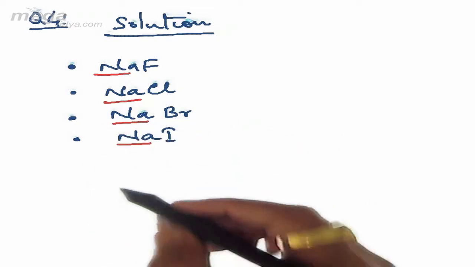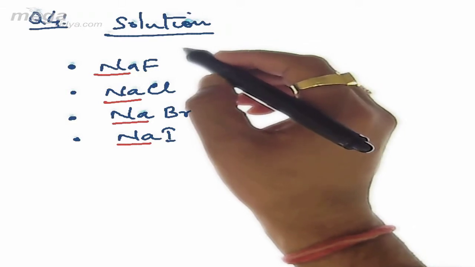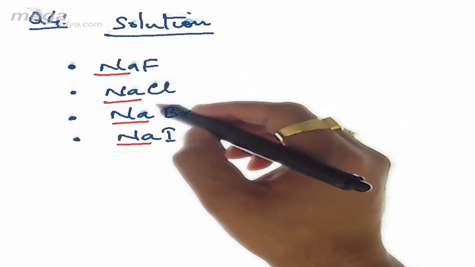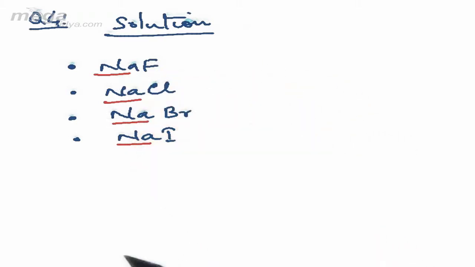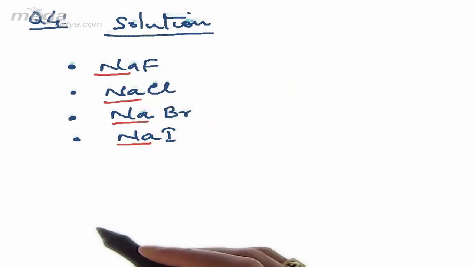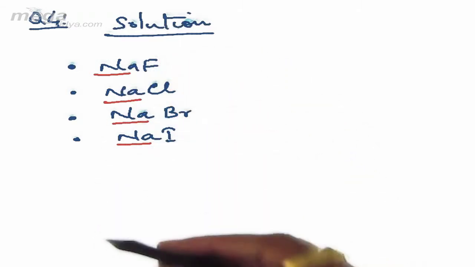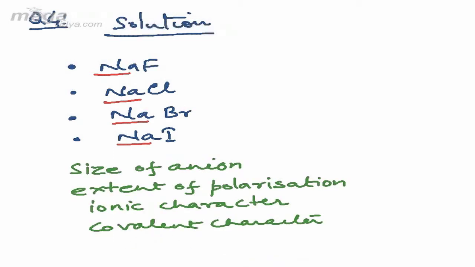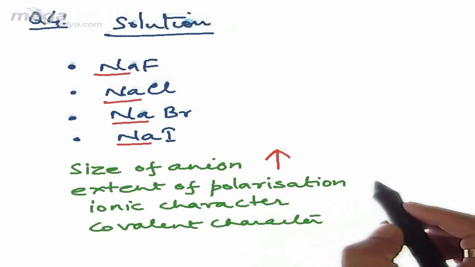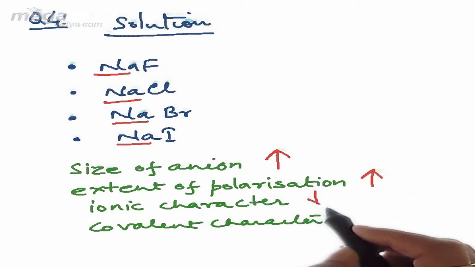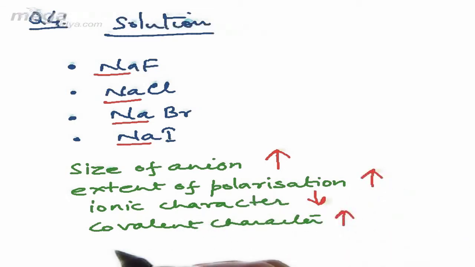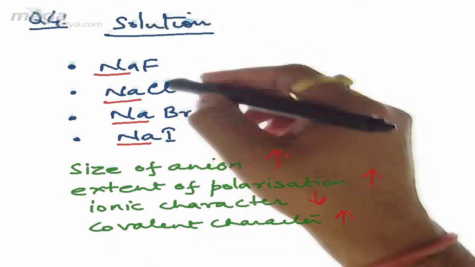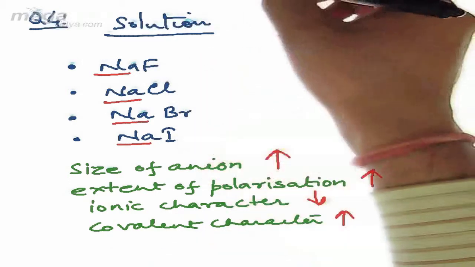Now it should be remembered that through Fajan's rule, whenever we have to observe the ionic or the covalent character, we are dependent on 2 factors. One is the size of the cation or anion and the other is the charge on cation or anion. Now here, since in all the 4 cases cations are common, we have to compare the size of the anion. So with the increasing size of anion, the extent of polarization increases, the ionic character decreases and the covalent character increases.